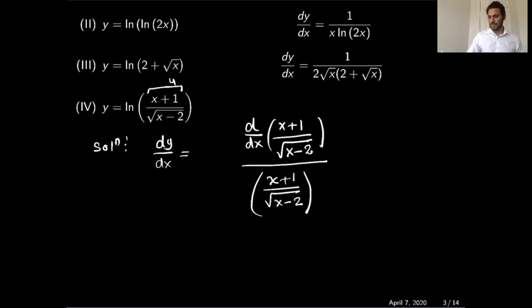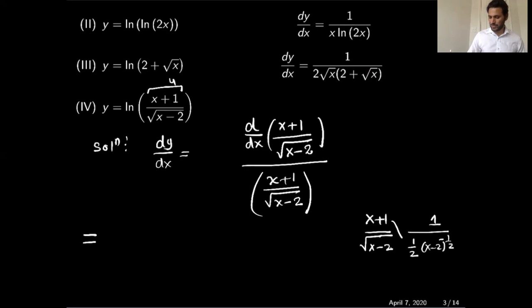Now we have to calculate the derivative of the top term, x plus 1 over square root of x minus 2. Since this is a quotient of two functions, we will use the quotient rule and write it down here. How does the quotient rule work? You can watch the previous videos on the quotient rule, but I can write it here. The derivative of the top is 1. We calculate the derivative of the top. The derivative of the bottom is 1/2 times x minus 2 to the power minus 1/2.